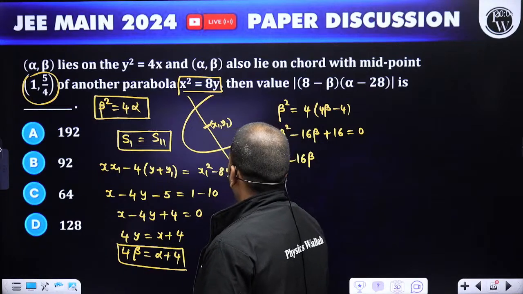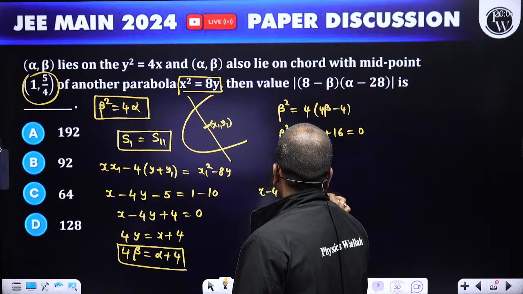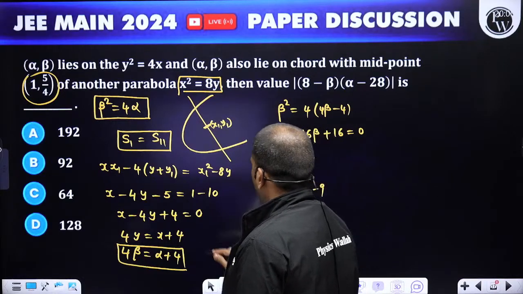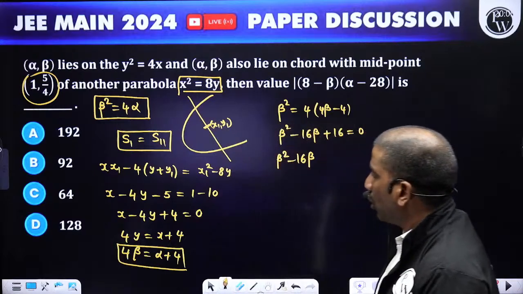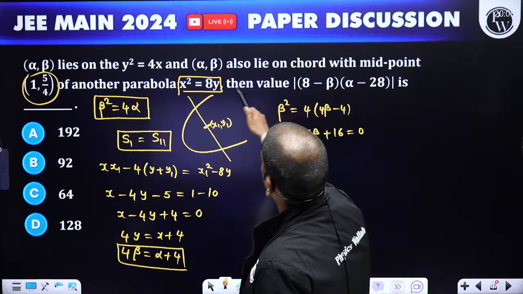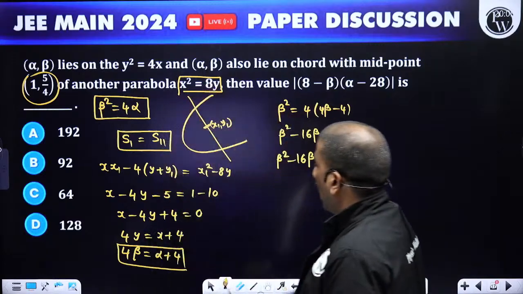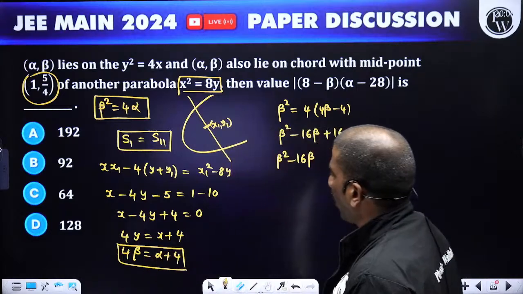X minus 4y, minus 5 is equal to minus 9. So if you write that side, that would be 4. So x is equal to 4y plus 4. So 4y is equal to x plus 4. Alpha, beta also lie on this chord. So 4 beta is equal to alpha plus 4.